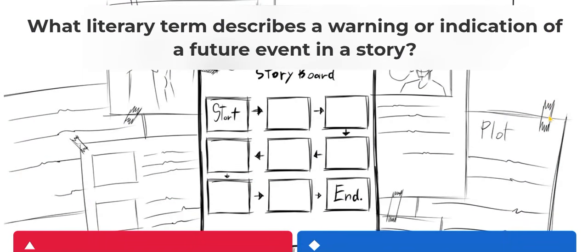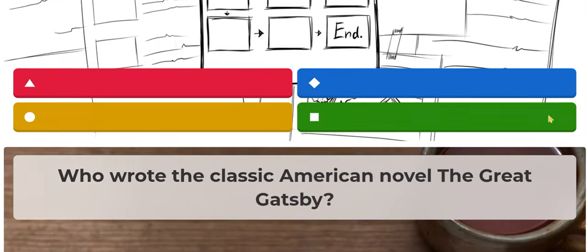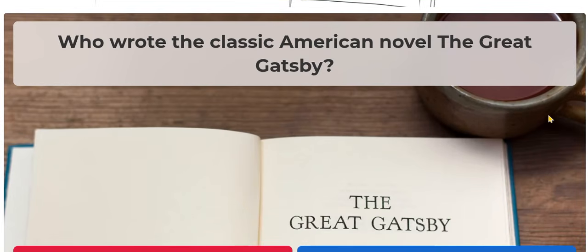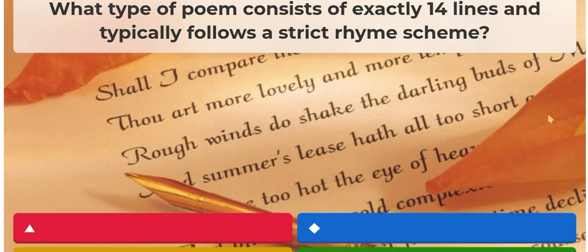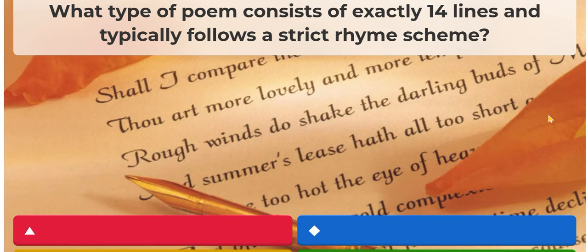What literary term describes a warning or indication of a future event in a story? Who wrote the classic American novel The Great Gatsby? What type of poem consists of exactly 14 lines and typically follows a strict rhythm scheme?